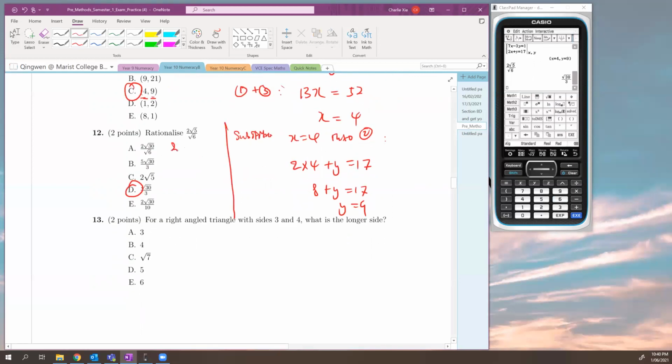With times, 2 root 5 over root 6, times root 6 over root 6. So we can rationalize it. We have 2 root 30 over 6. So root 30 over 3.